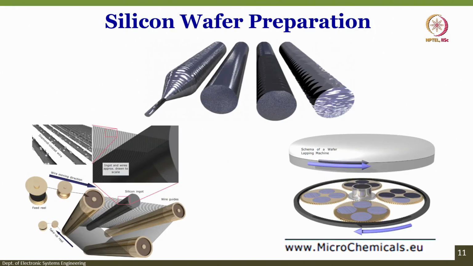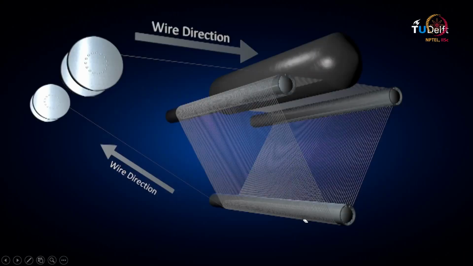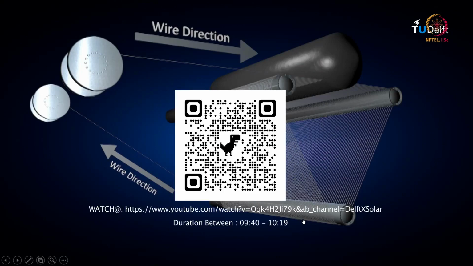So, this is how the diamond coated wires are used to slice the ingot. As you can see here, it is slicing the ingot, and this will create many chips. After that you use this machine for lapping, followed by polishing, as we discussed earlier. If you want to understand more about this, you can go to microchemicals.eu, and you will find a lot of interesting videos showing how the lapping mechanism works. This is one of the videos from TU Delft, showing the wire direction and how the ingot is sliced into wafers.